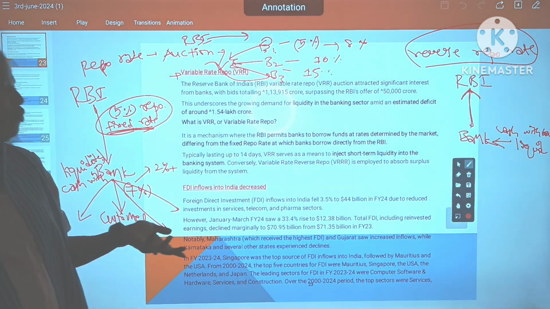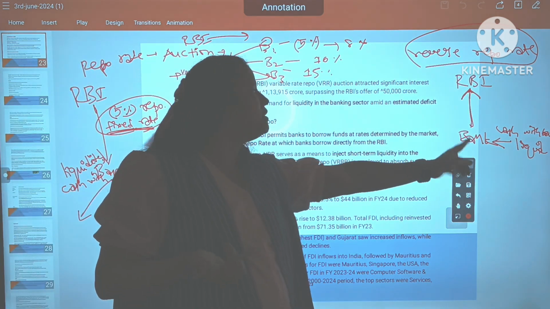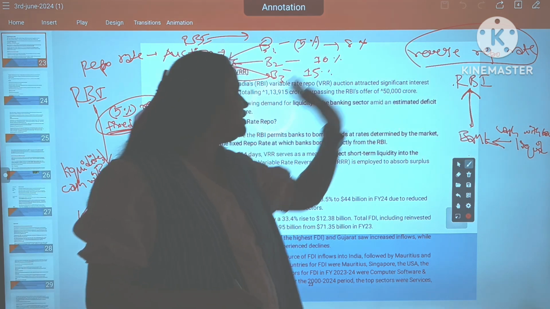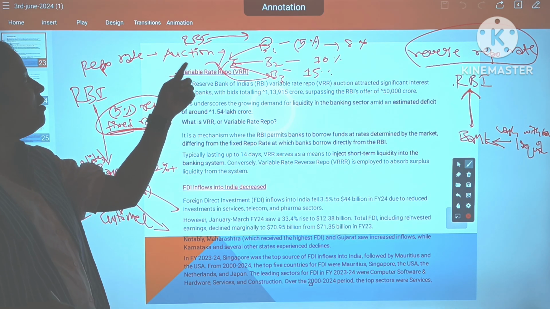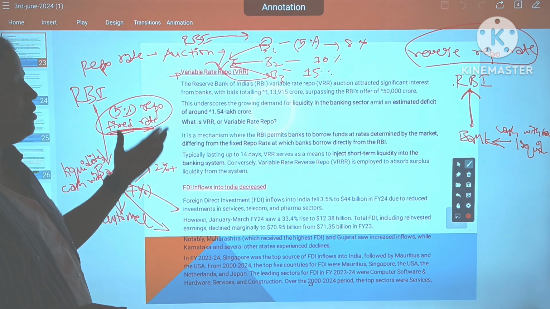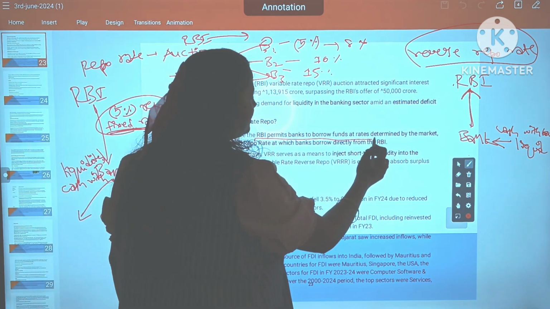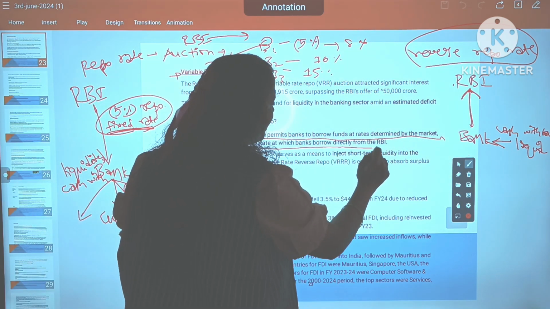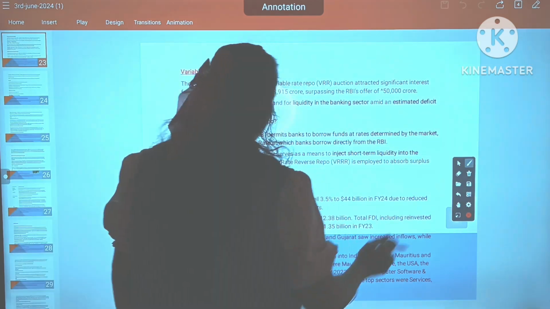If banks have more funds, then they go on giving loans. To reduce this, RBI might think to take some cash from the banks in the form of reverse repo rate. So what is variable repo rate? That is an auction of repo rate. Whichever bank pays the highest interest will get the loan from RBI. So RBI permits banks to borrow funds at rates determined by the market, differing from the fixed repo rate at which banks borrow directly from RBI. So this is a means to inject short-term liquidity into the banking system.